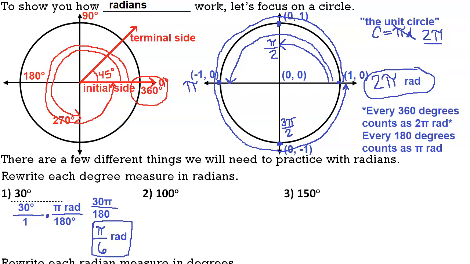All right, let's do problem number 2 here. And I am going to take the easy way out here. I am simply going to replace 30 degrees with 100 degrees. So then when I go across, I'm going to get 100 pi over 180. And then I'm going to reduce 100 over 180.